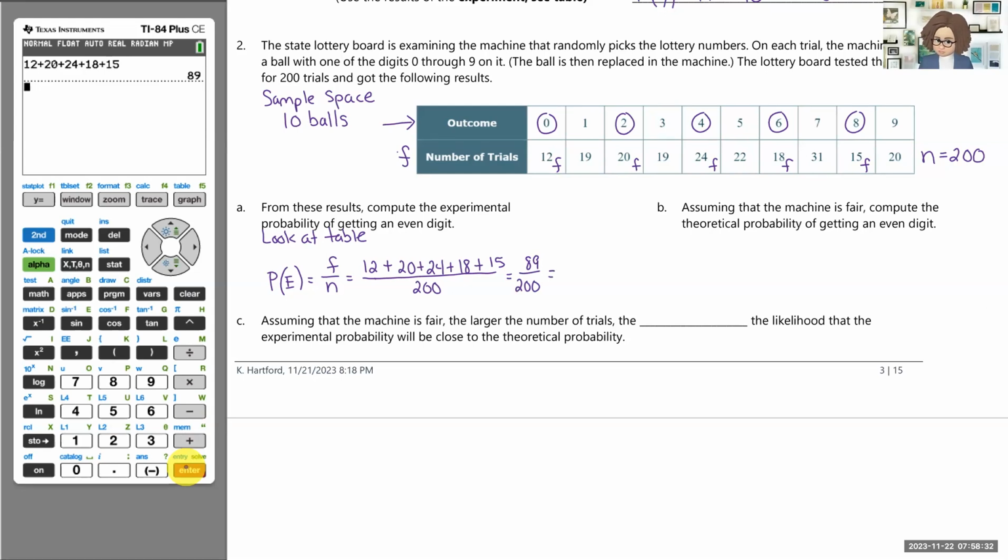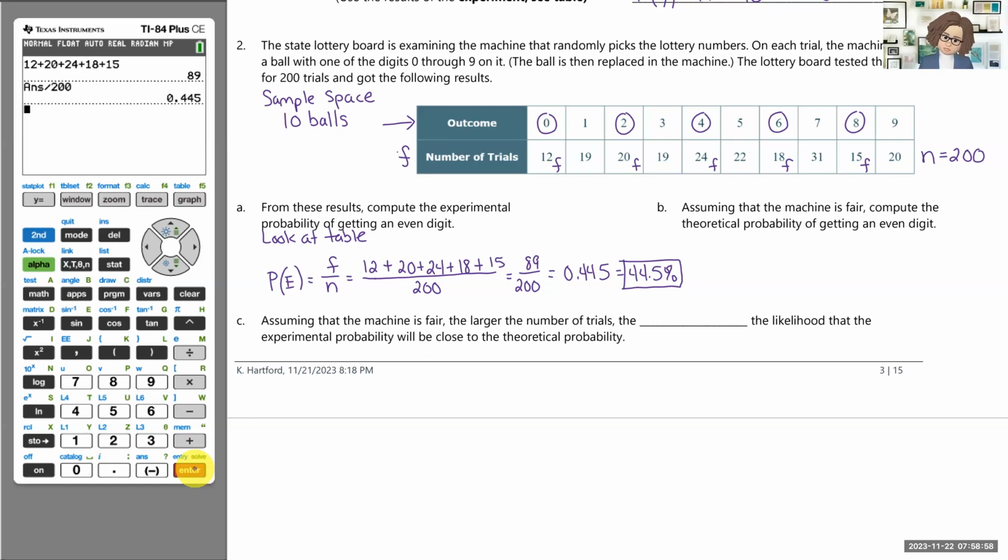Since I'm going to be doing a little comparing, I'm going to go ahead and change that into decimal. So that's 0.445. And let me also write that as a percent. So 44.5% of the time, the machine shows an even numbered ball.